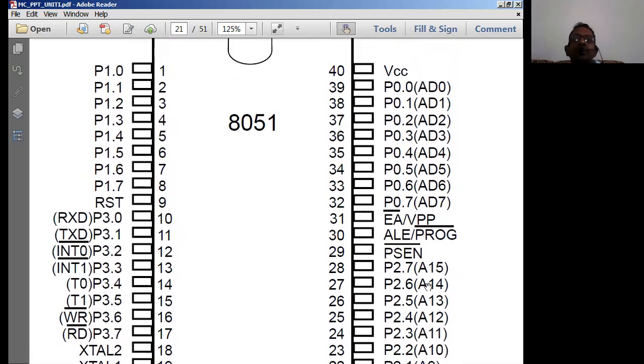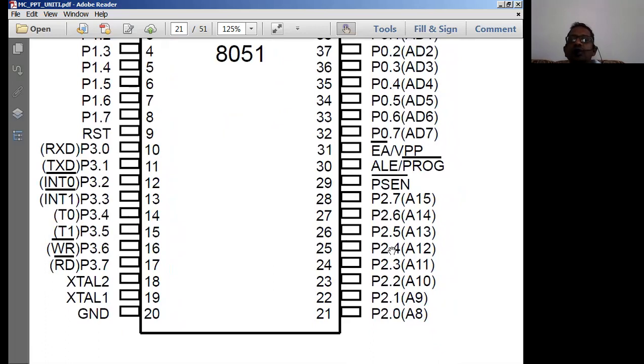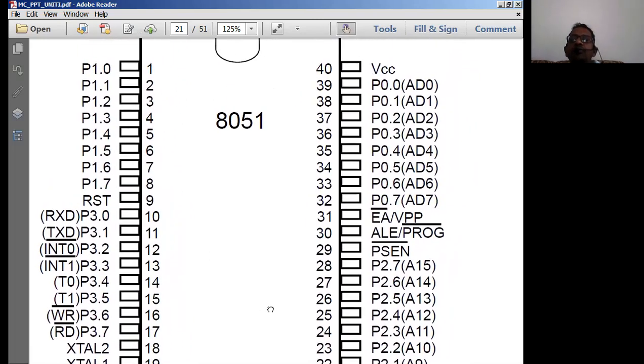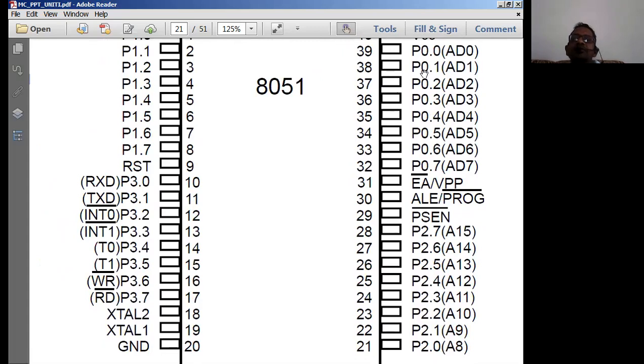So it is a 4-port device. Each port is going to occupy 8 pins, so 8 into 4 is 32. 32 pins are reserved for the port pins only, so we are left over with only 8 pins. Among these 8 pins, VCC, ground and reset anyway have to be there, so 8 minus 3 is 5.